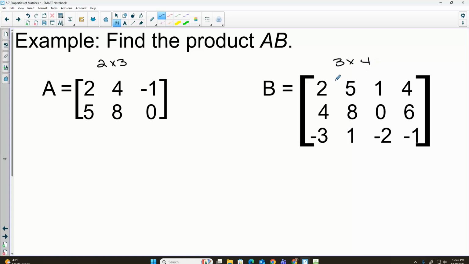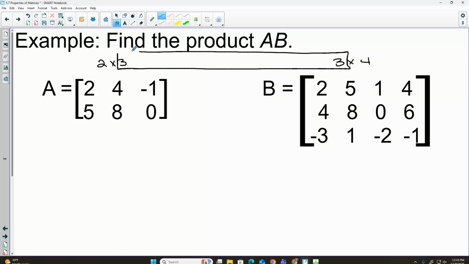Okay. To check to see if you can multiply, the number of columns in the first one has to equal the number of rows in the second one. So basically when you write these, those numbers have to match. Would I be able to do B times A? No, B is 3 by 4, A is 2 by 3. So could I multiply B times A? No. So unlike other multiplication, order matters here.